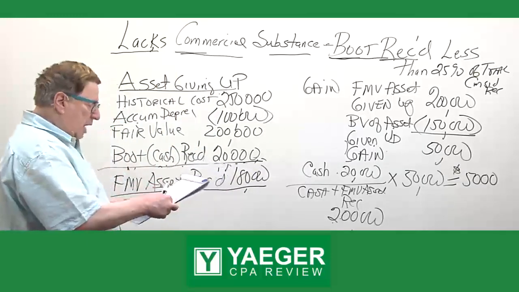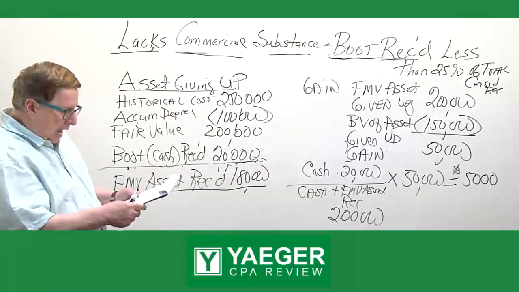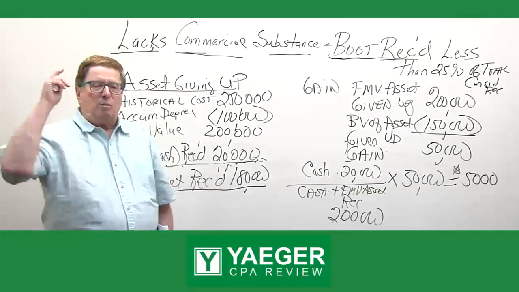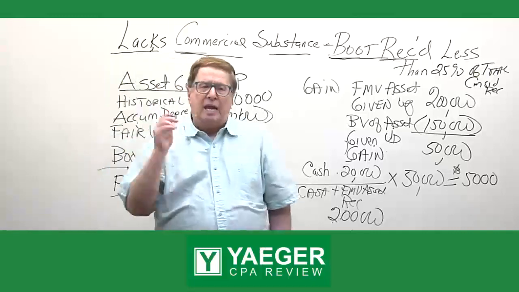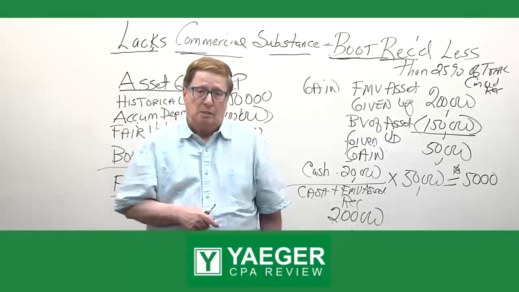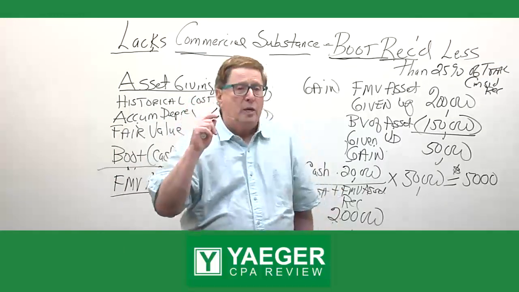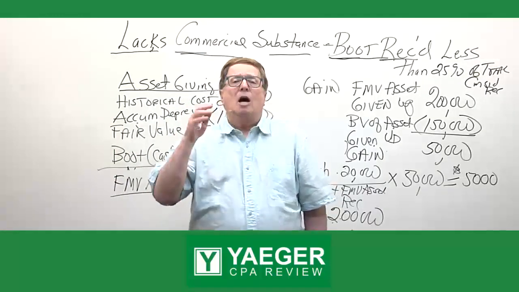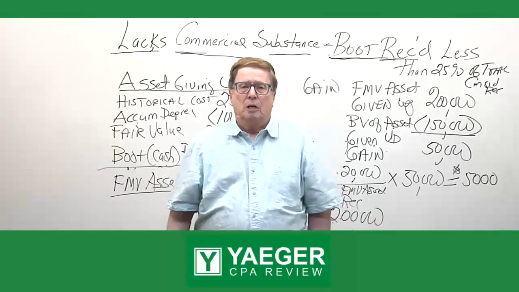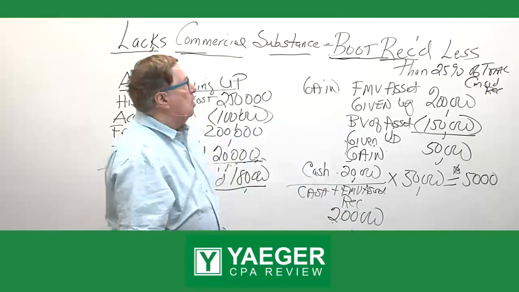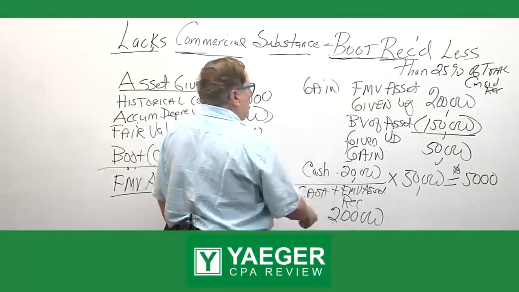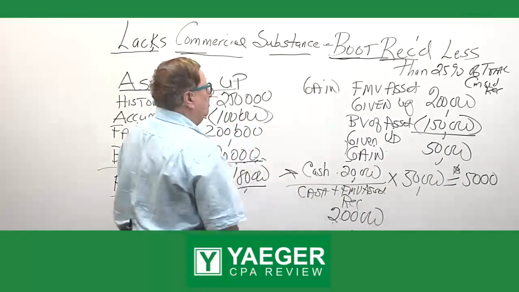Now, what happens if the gain was greater than 25%? Well, in that case, if it lacks commercial substance and the cash exceeds 25% of the total consideration, remember this. If the cash exceeds more than 25% of total consideration of the transaction, then all the gain is recognized. Okay? All the gain is recognized if it's more than 25%. Here it's not, so you have to determine how much the gain is deferred based on this proration.